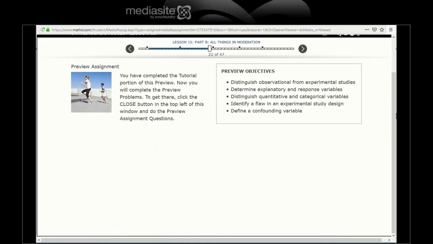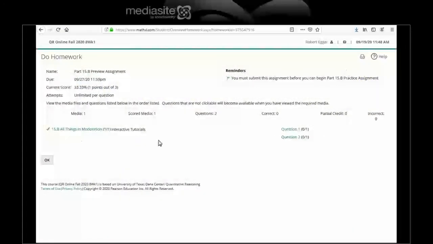And that is 15B's preview. We did this, we worked on that, discussed that, analyzed that, and discussed that. And that's all we have.